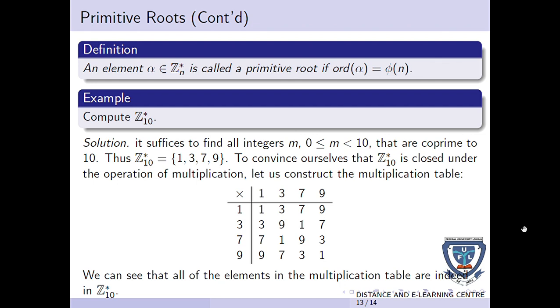To convince ourselves that Z star modulo 10 is closed under the operation of multiplication, let us construct the multiplication table you're seeing here. Now, you discover that all the elements in the table belong to Z star modulo 10, which is 1, 3, 7, 9. For that reason, it is closed. Okay, and it is also commutative. We can see that all the elements in the multiplication table are indeed in Z star modulo 10.